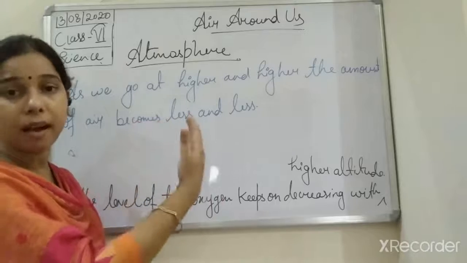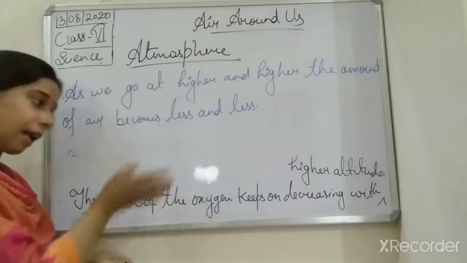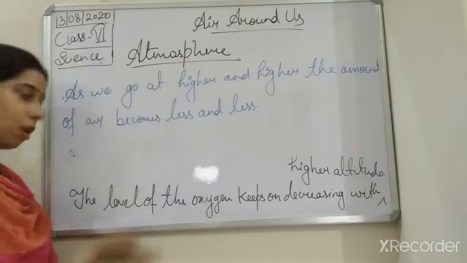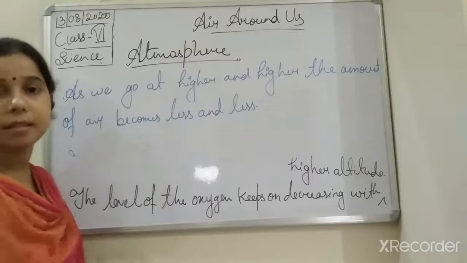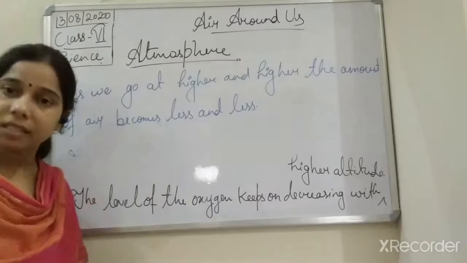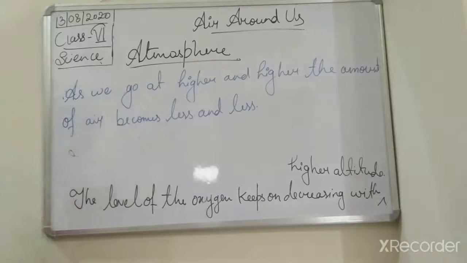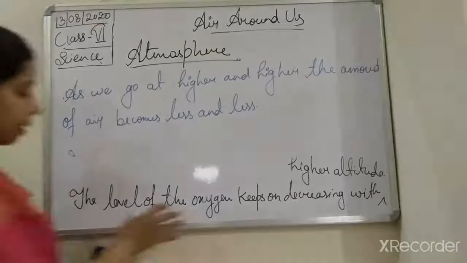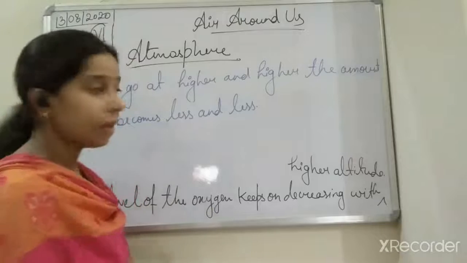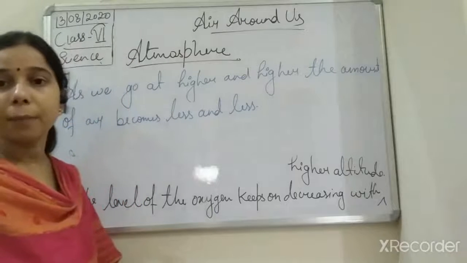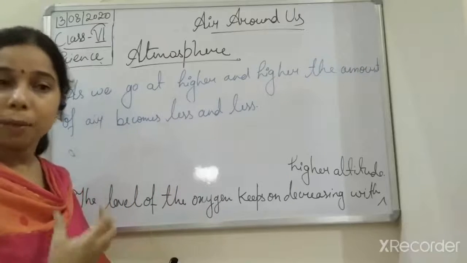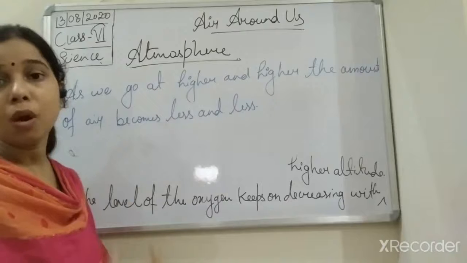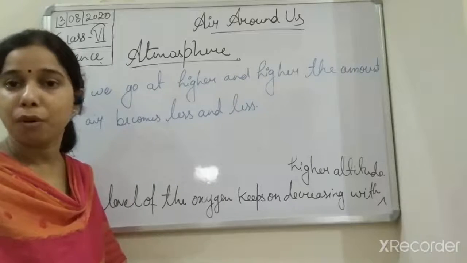As we go higher and higher, the air becomes less and less, and as the air becomes less, obviously the amount of oxygen present in the air also keeps on decreasing. So at higher altitude, the amount of oxygen keeps on decreasing. And students, if the level of oxygen keeps on decreasing at a higher altitude, what will happen? As people move to a higher altitude, they will face breathing problems. They will not be able to breathe properly due to the lack of oxygen.